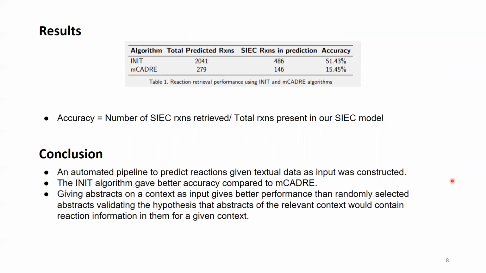Moving on to the conclusion, we have built an automated pipeline to predict reactions given abstracts as input. Comparing different model extraction methods, the INIT algorithm gave us a better accuracy compared to MCADRE. Based on the histograms, we validated our hypothesis that abstracts of the relevant context contain reaction information. We are going to extend this pipeline by giving a keyword and extracting abstracts related to that keyword using transformer-based models.